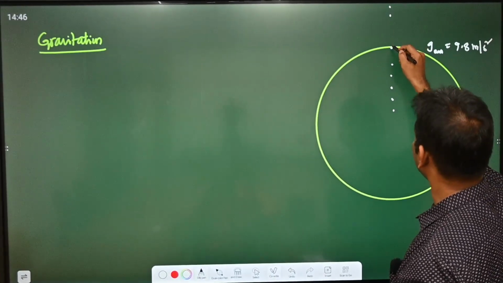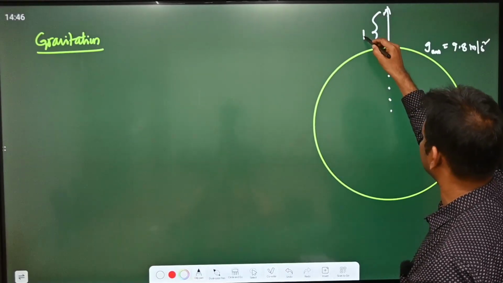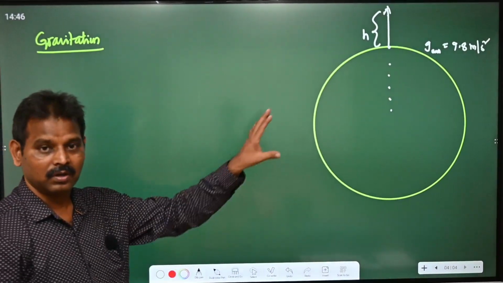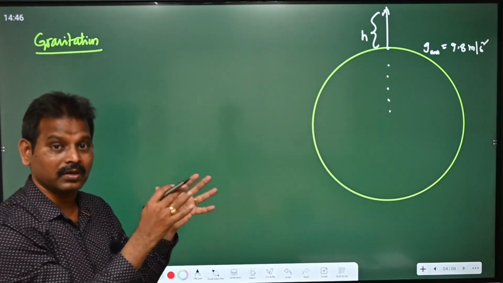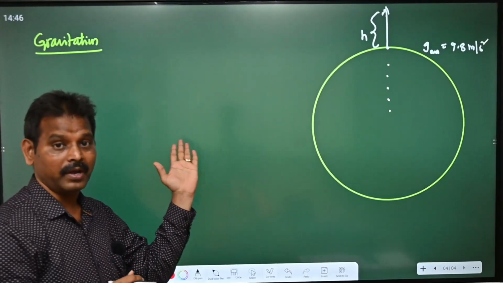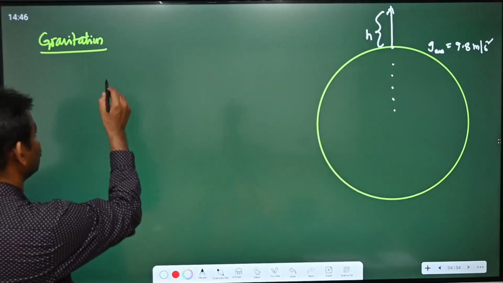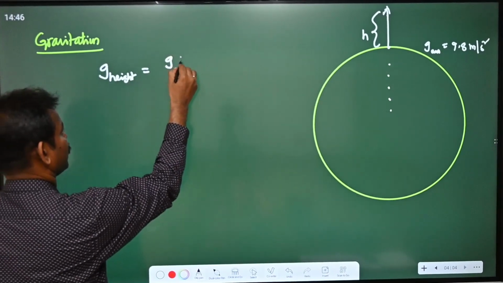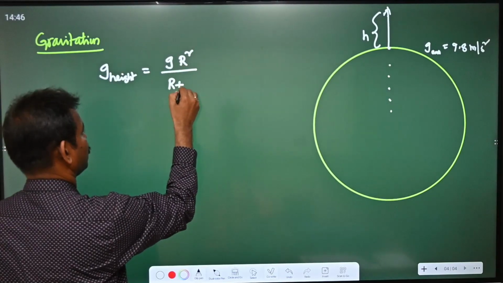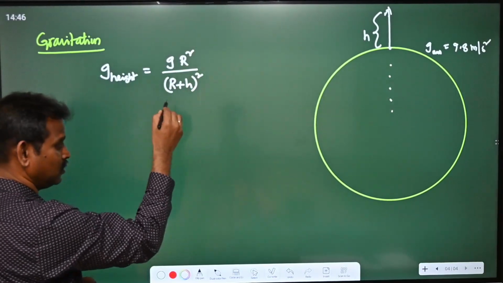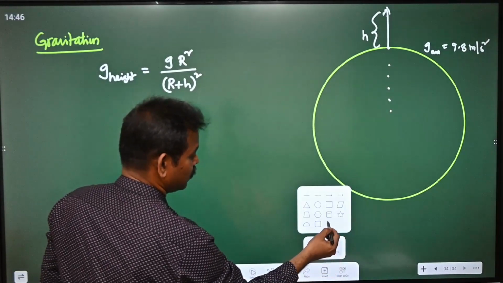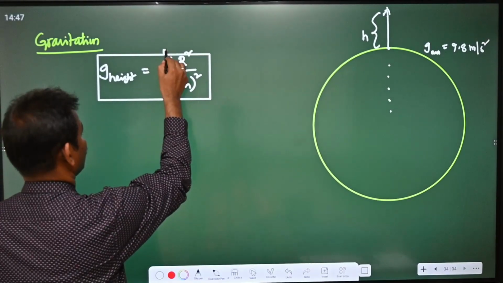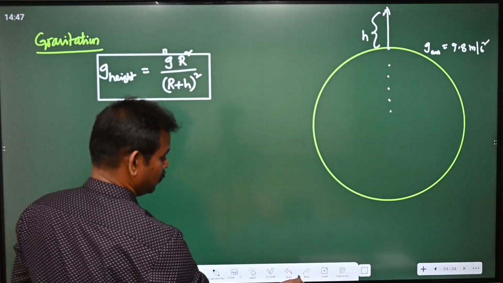Now, above the surface of earth, at a height h. We will learn this in PUC, but I am just giving that expression today itself so that you will get an idea where we are using this binomial approximation in physics. So small g at a height above the surface of earth is given by g R square by R plus h whole square. You will learn this in first PUC physics, in first PUC 8th lesson.